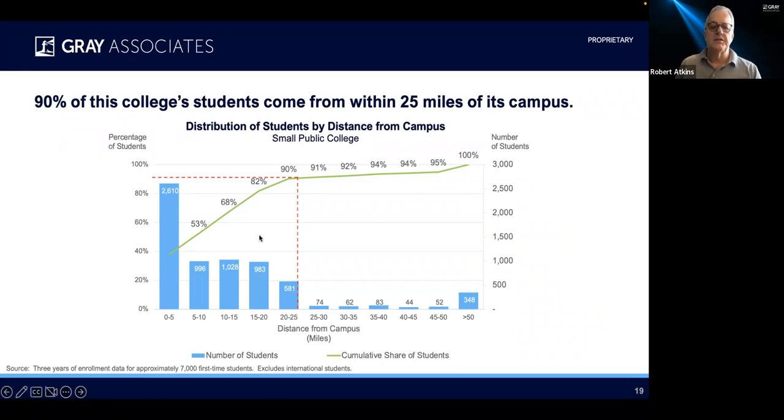But the key point here is you have to go in and actually look at the data to figure out what market you want to gather data from, and then go get that data.